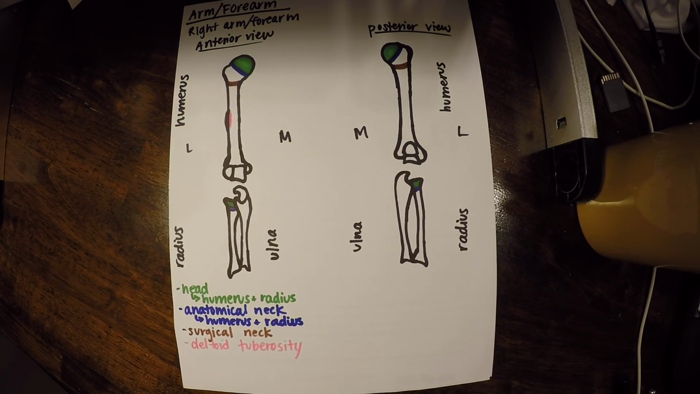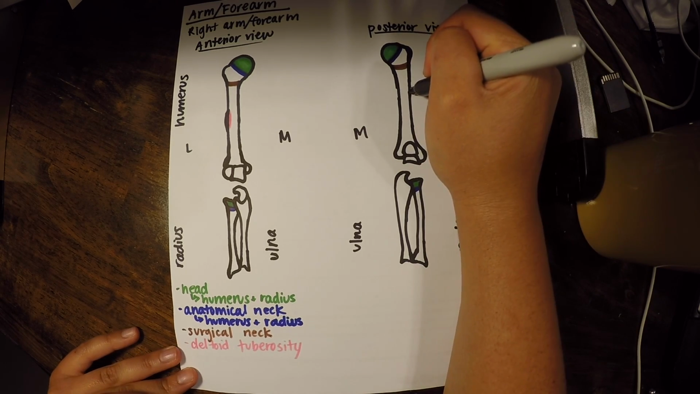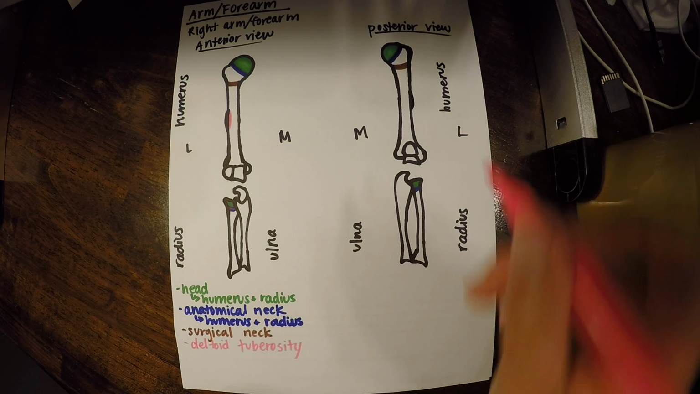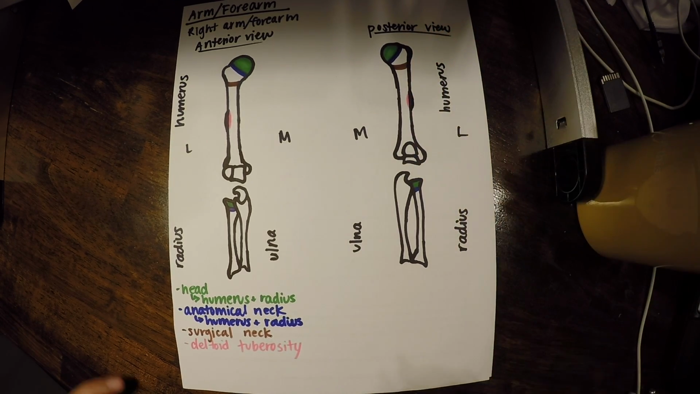You can also see it posteriorly, but I messed up and didn't really draw a little bump, so that's our little bump. And pretend it's all colored in pink, but you can just see a little bit of it right there.